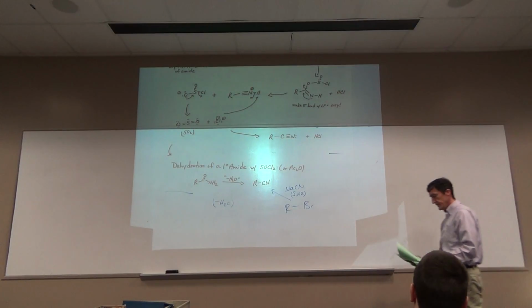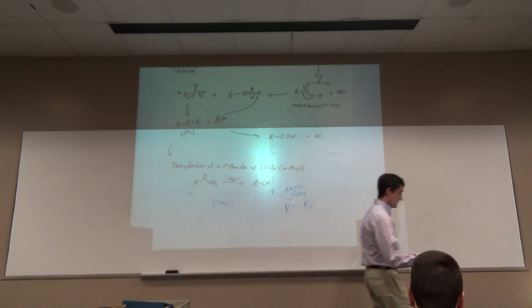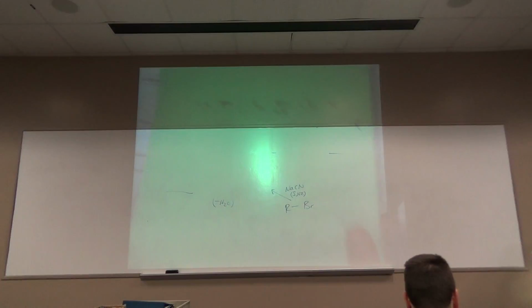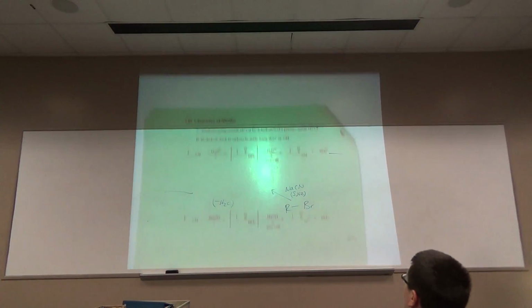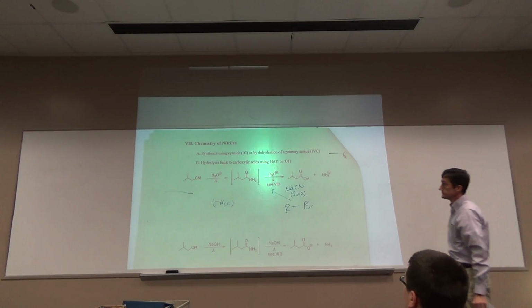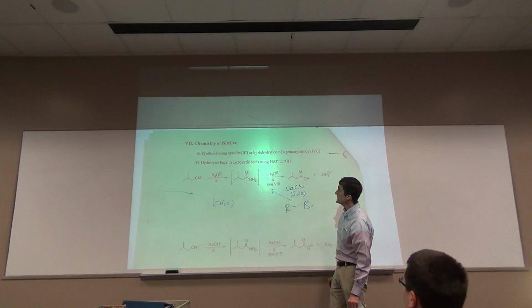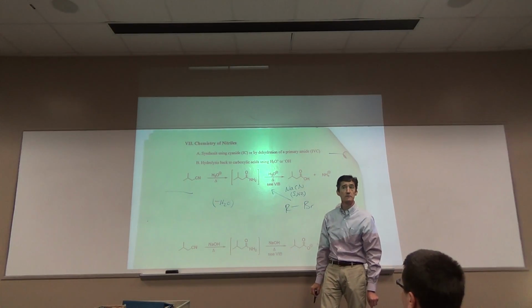Okay, the next slide of the green sheet is the chemistry of nitriles. Well, how do you synthesize them? Well, we just showed it on the previous page. Use cyanide or dehydration of a primary amide. Okay, B, what can you do with nitriles? Nitriles tend to be final products.